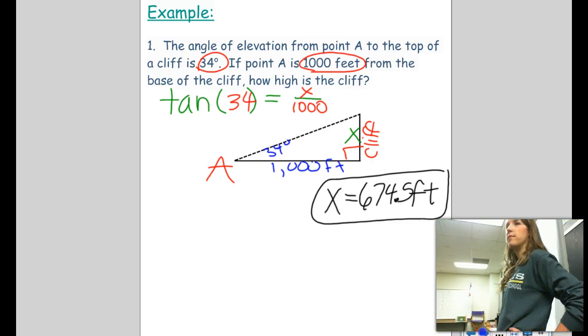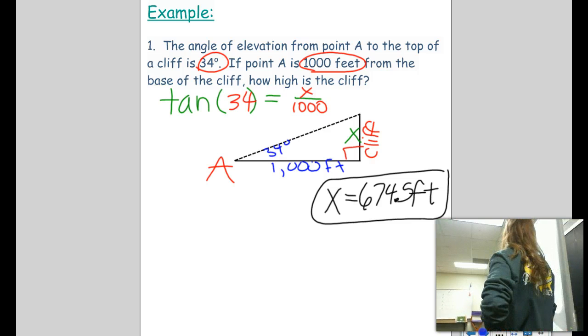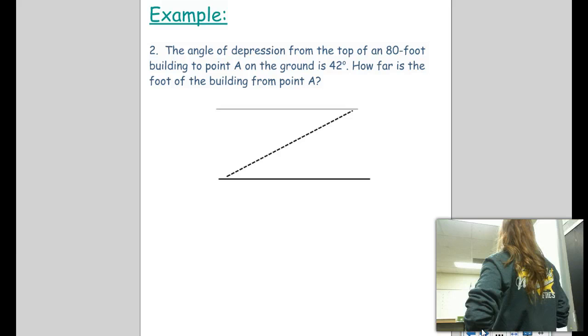Can we do the next problem? Why not? I'm not really asking for permission. Go do the next problem.